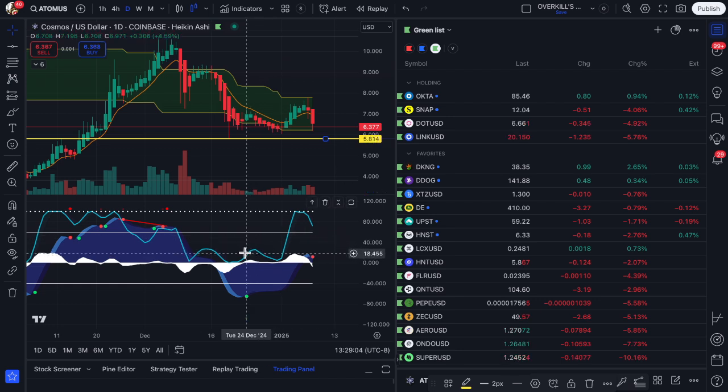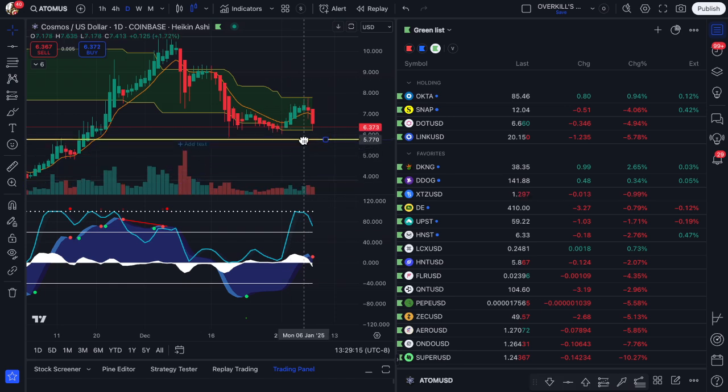If you were buying this green dot here on the 24th, you were in at about $7. You're down close to 10% right now. And that's an ugly red candle. So I'd highly, highly, highly suggest setting a stop loss at the bottom of this candle right here at 570.